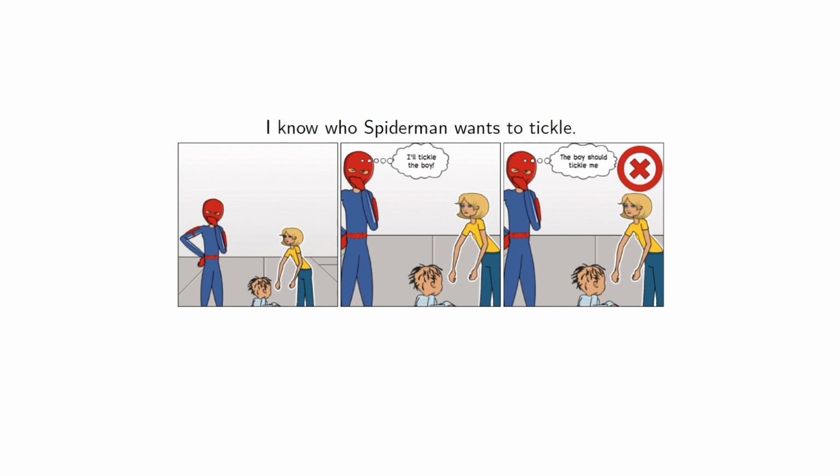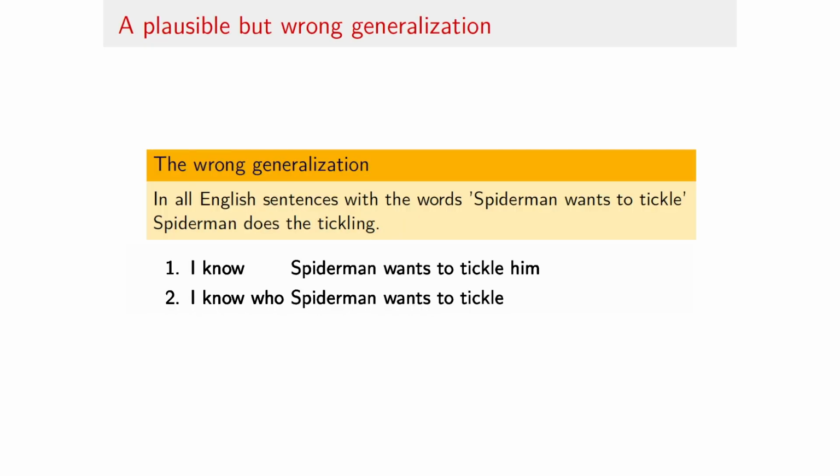So Spider-Man, in both of these sentences, was the doer of the action. And so we might wonder what the rules are of English that guarantee this. And we might come up with the following generalization. Both sentences had the words "Spider-Man wants to tickle" in them, in that order. And both of them had Spider-Man being the doer of the tickling action. So we might think that in all English sentences with the words "Spider-Man wants to tickle" in that order, Spider-Man is doing the tickling. And that would be a reasonable assumption because Spider-Man, after all, is the subject.